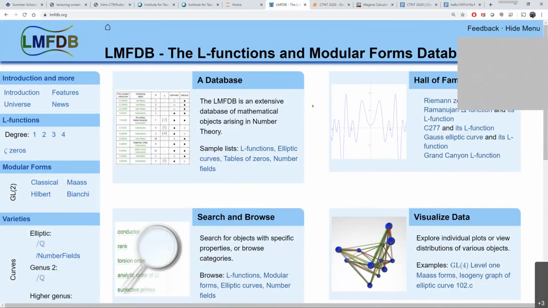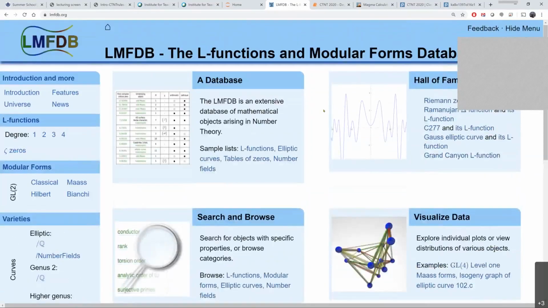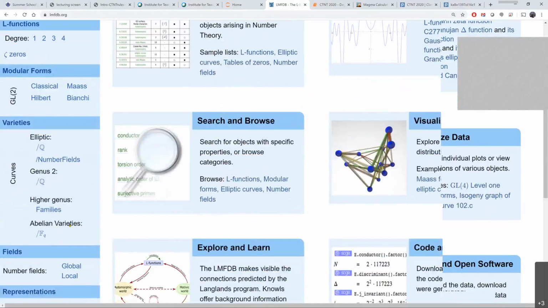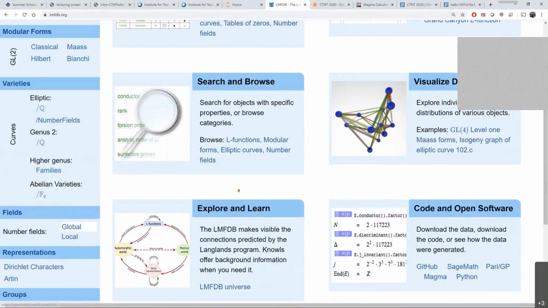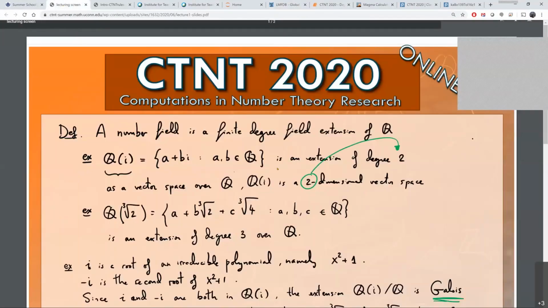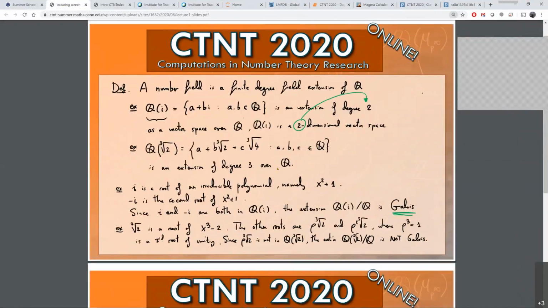But also something that mathematicians or number theorists are very interested in are examples that are very relevant, or examples that are the first examples in the tables. So for example, we can look at number fields. I've prepared a few slides just for anyone who might not have seen some of these concepts before.